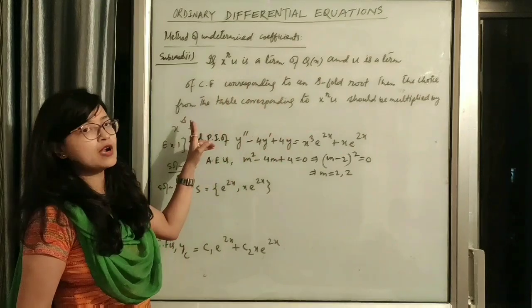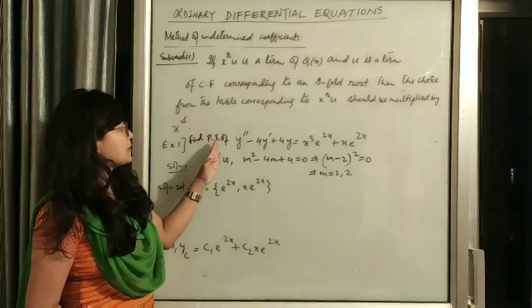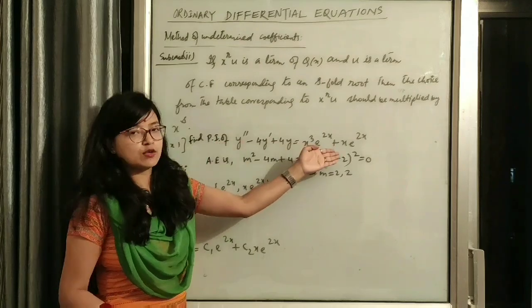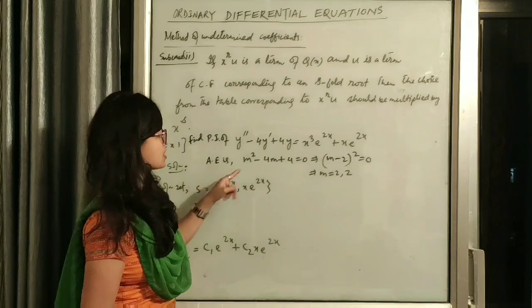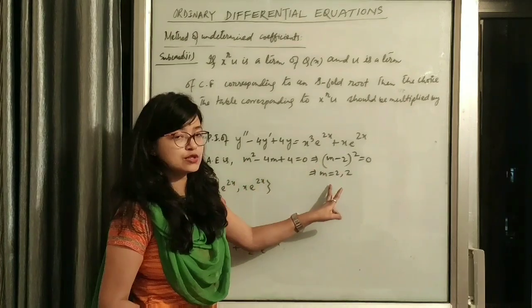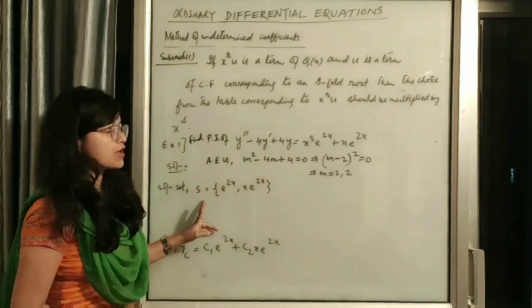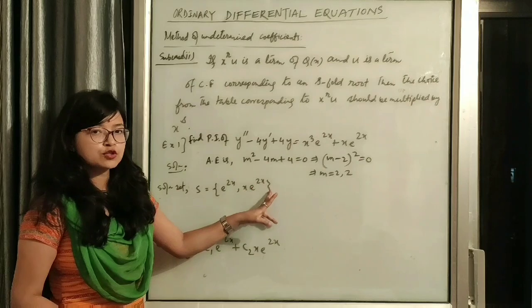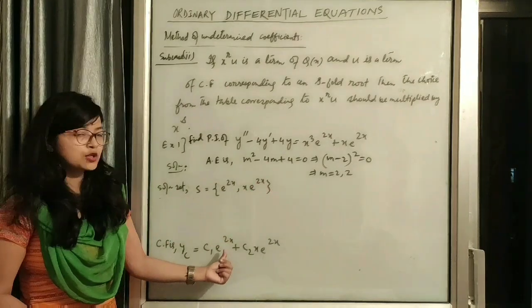For example, in the evaluation of the particular integral of this second order differential equation, here we have the auxiliary equation m² minus 4m plus 4 is equal to 0. Quickly we can find the roots: m is equal to 2, 2, which is a double root. Then the solution set has e^(2x), x e^(2x), and the complementary function becomes c1 e^(2x) plus c2 x e^(2x).